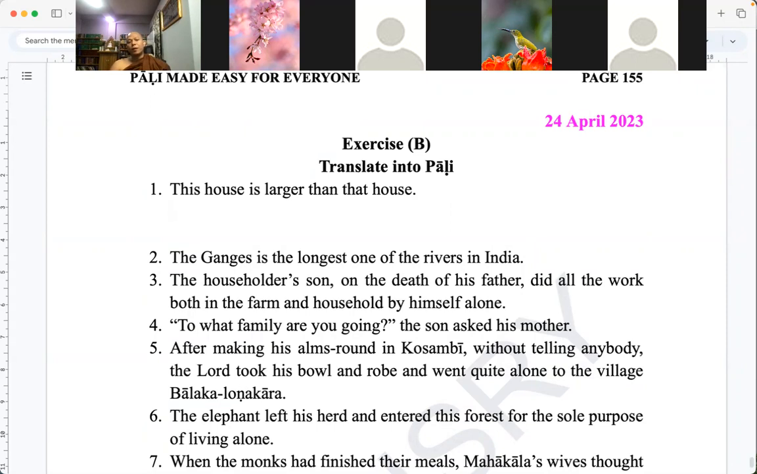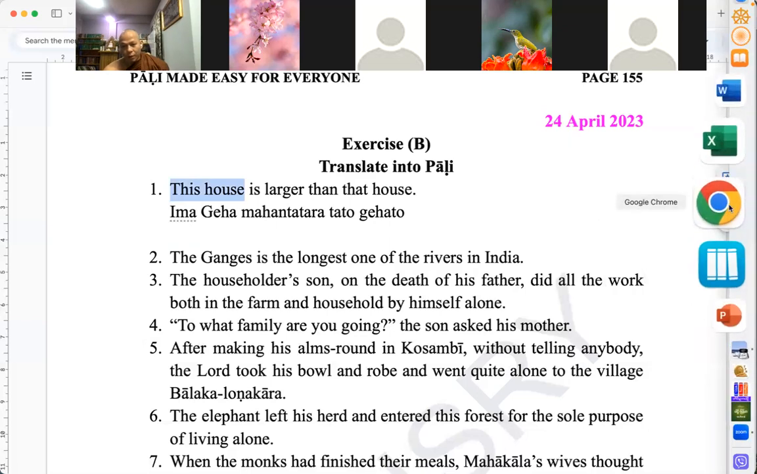So "this house" is geha. And "large" means mahanta. "Larger" means comparative adjective, mahantatara. And here is the instrumental or oblique case, maybe the door, geha, the oblique case, that house. This is actually ima. No case ending yet. Actually geha here, this house, is the subject.